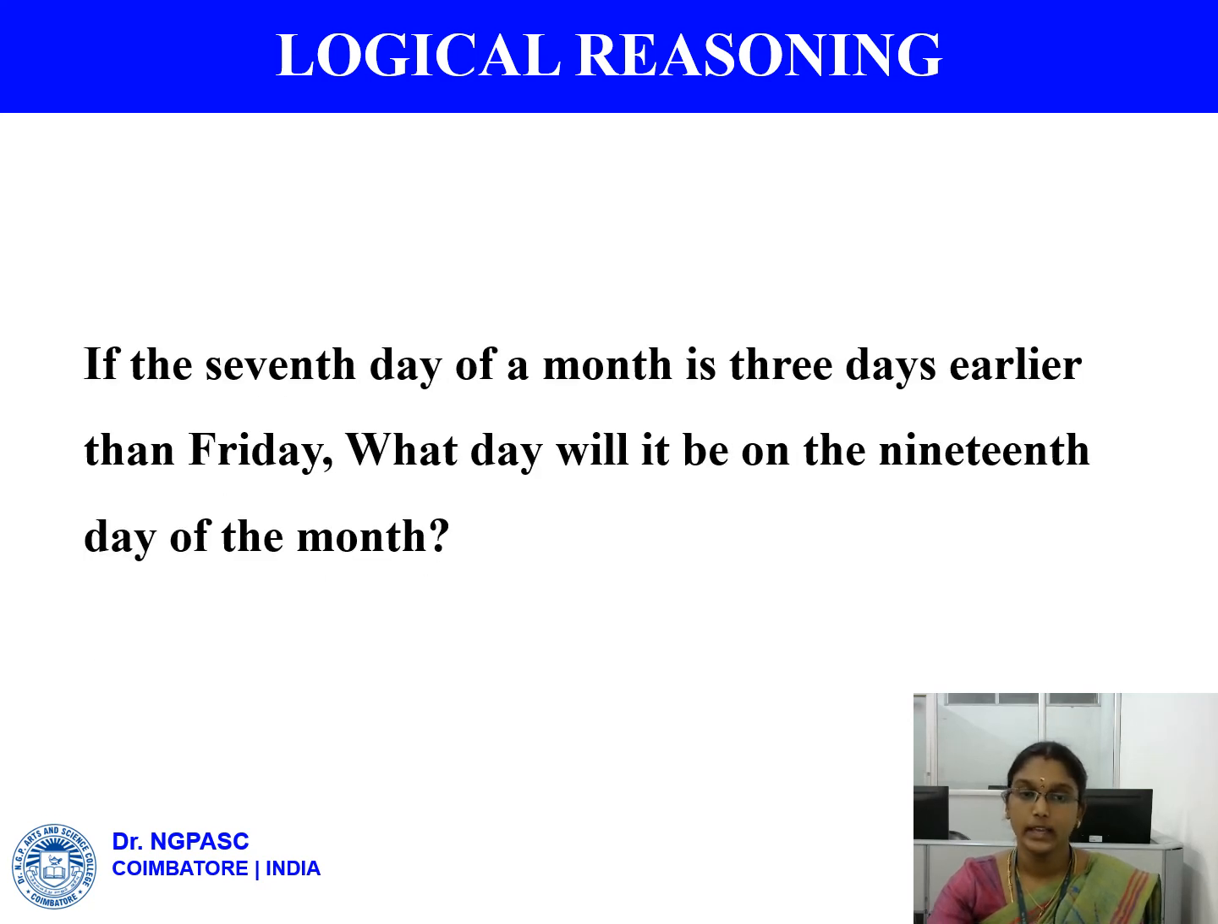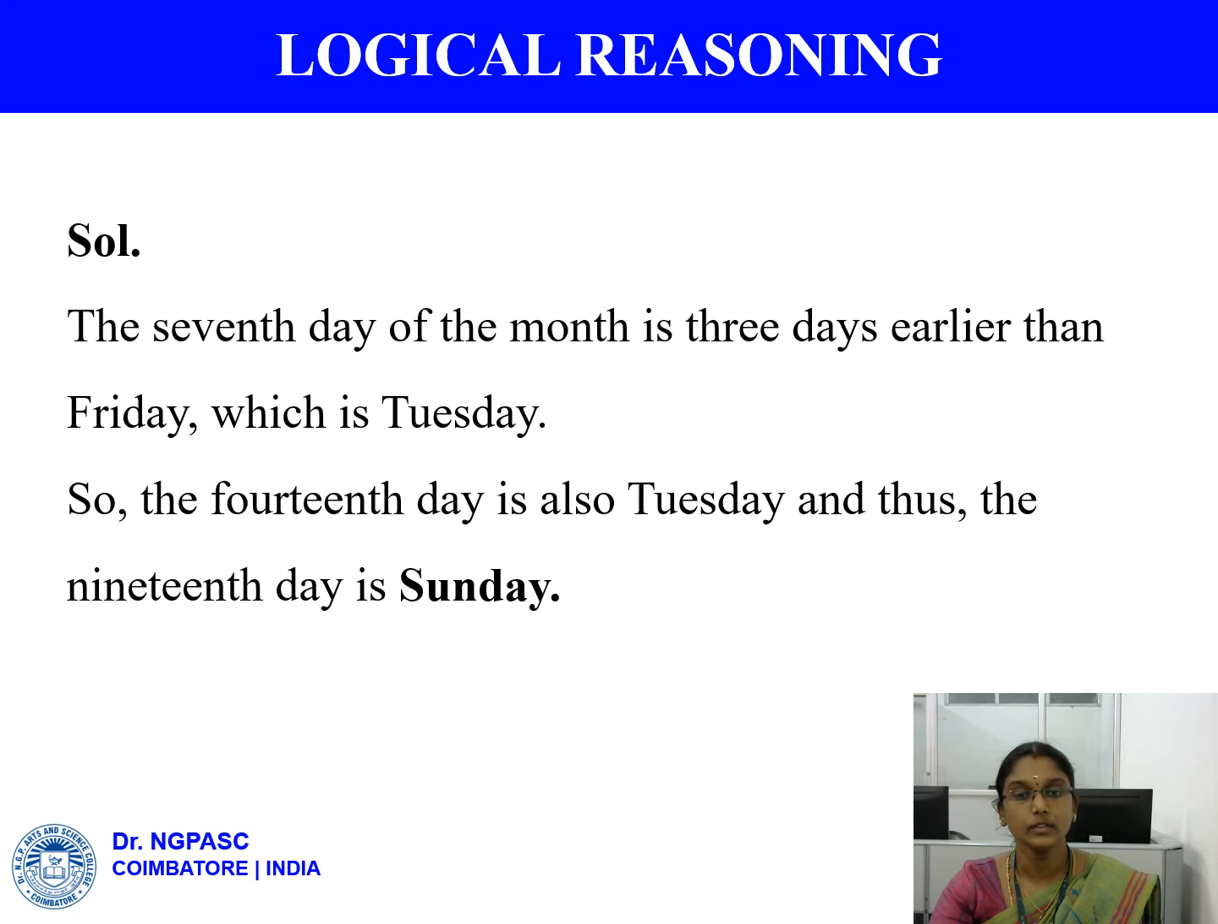Next, if the 7th day of the month is 3 days earlier than Friday, what day will be on the 19th day of the month? The 7th day is 3 days earlier than Friday, which is Tuesday. So the 14th day is also Tuesday. Next, the 19th day is 15, 16, 17, 18, 19, so 5 days. Adding the 5 days to Tuesday, it is Sunday.